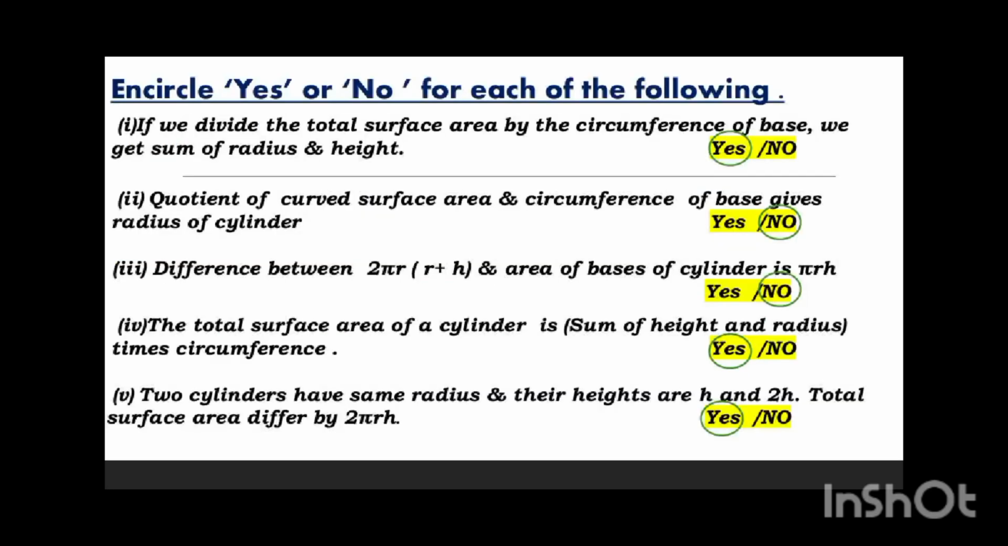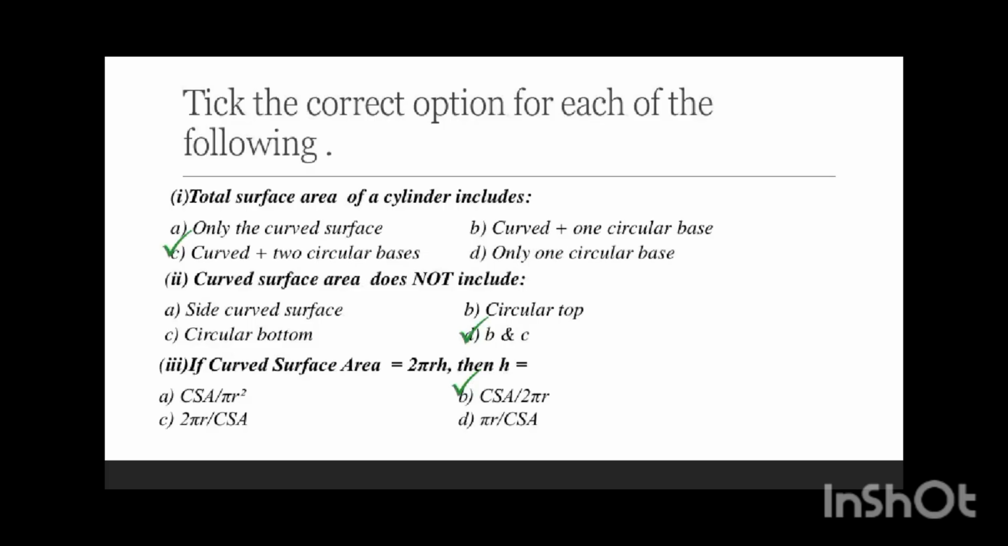Now encircle yes or no for each of the following. If we divide the total surface area by the circumference of base, we will get the sum of radius and height. That is true. Quotient of curved surface area and circumference of base gives radius of cylinder. No. Difference between pi r square, 2 pi r (r plus h), and area of bases of cylinder is pi r h. No. The total surface area of a cylinder is sum of height and radius times circumference. Yes. The two cylinders have same radius and their heights are r and h, and the two total surface areas differ by 2 pi r h. Yes. Now take the correct option for each of the following.